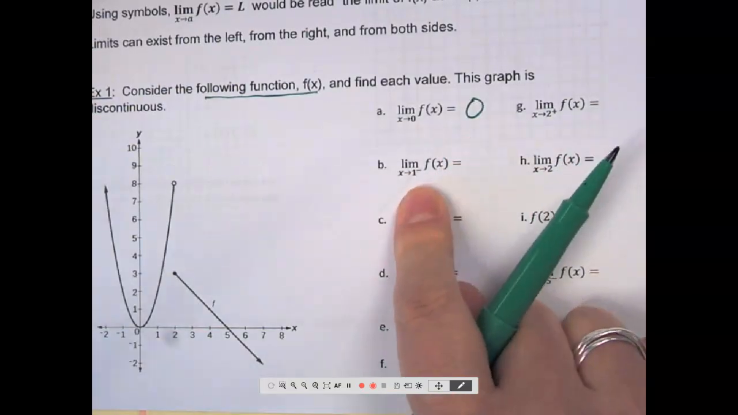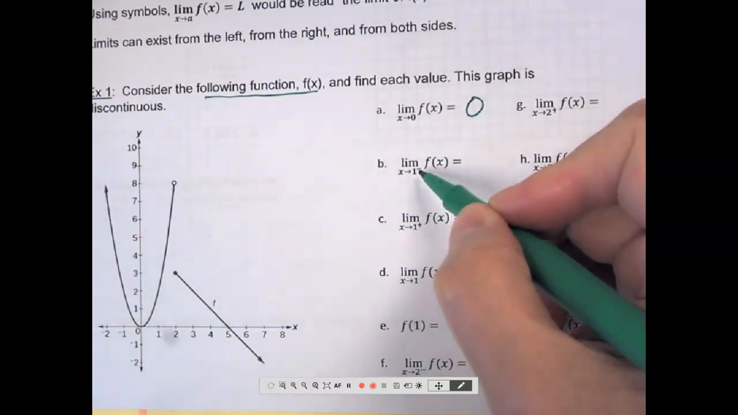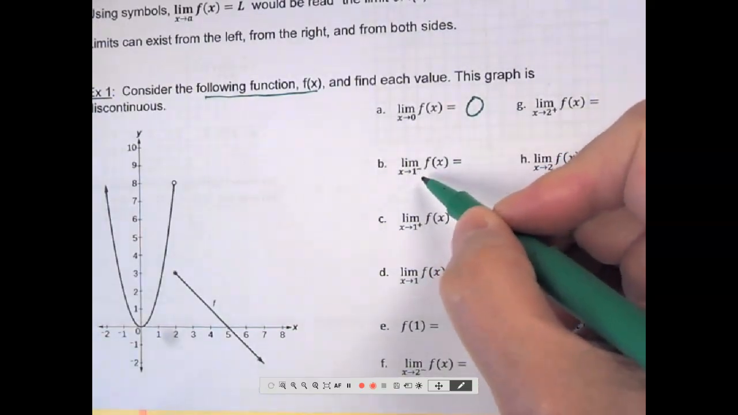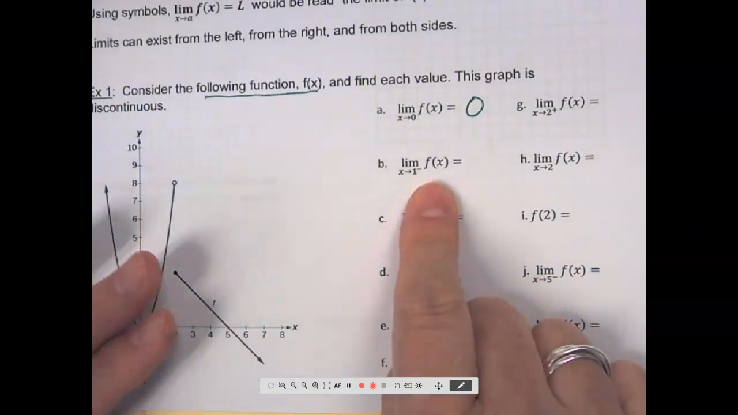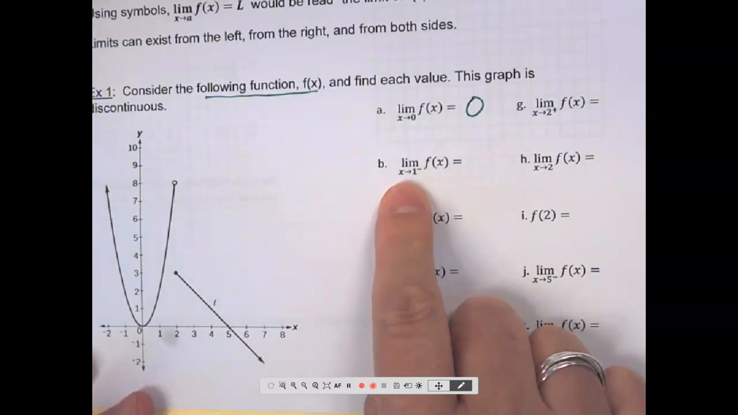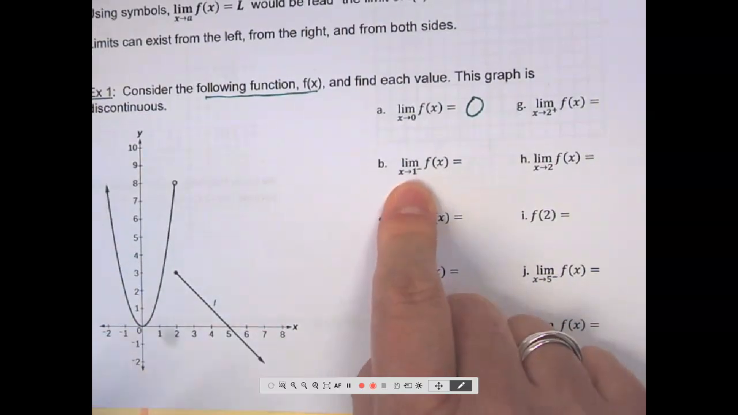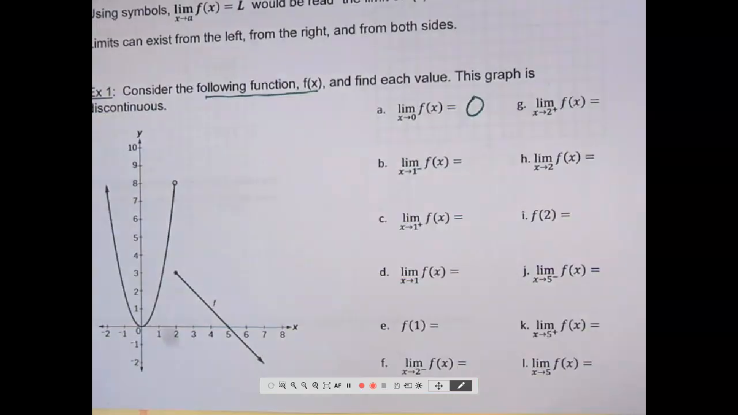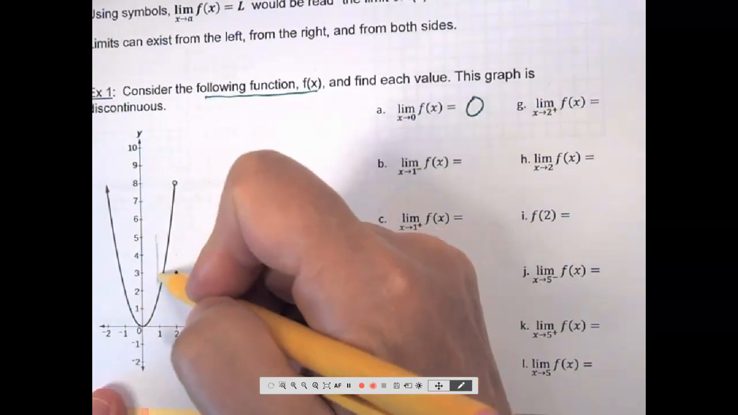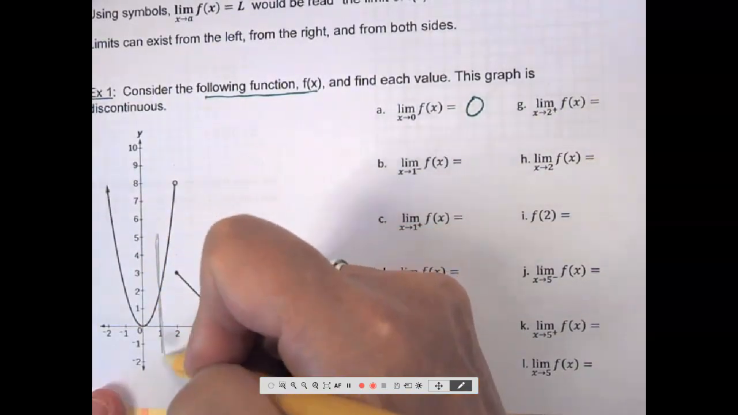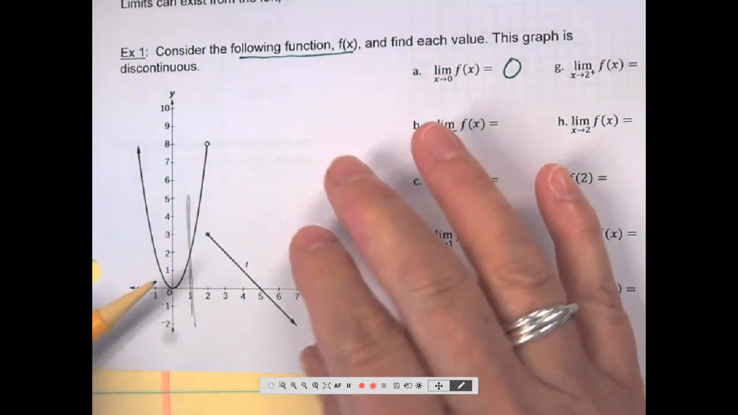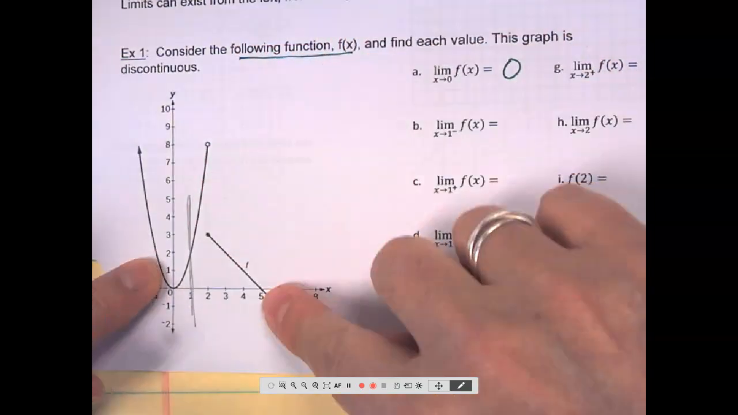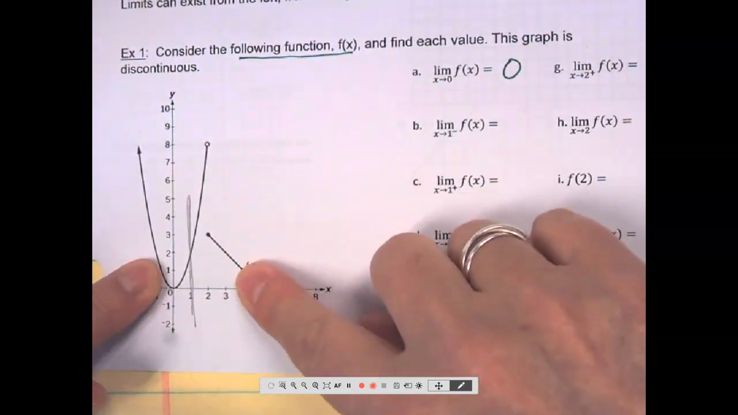Part B, see this little negative after the 1? That means from the left. So in this case, I'm going to take this graph of f of x, and I'm only letting x approach 1 from the left-hand side. This is where x equals 1. I am approaching that graph, so I'm dealing with this piece of the graph, not this one, because this one doesn't involve where x is 1.